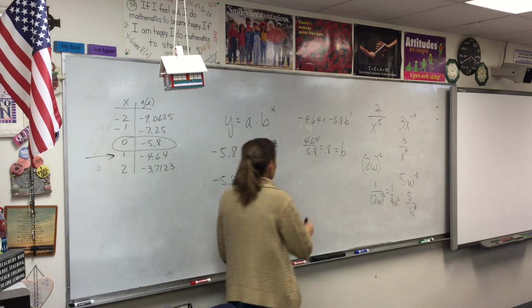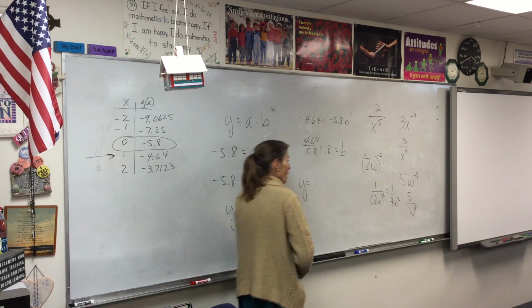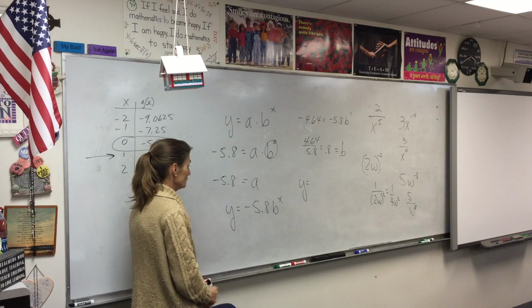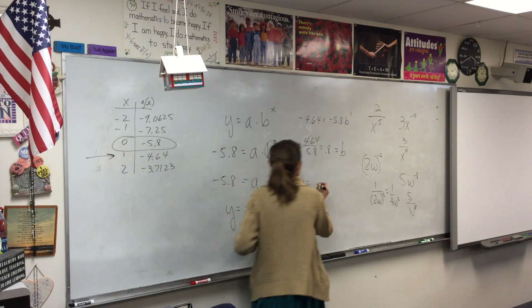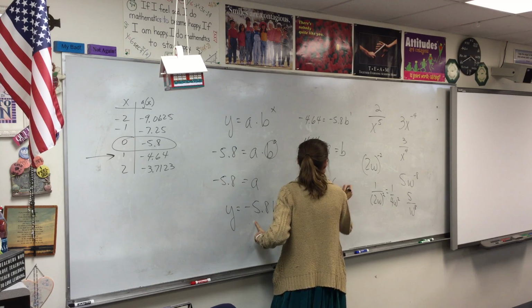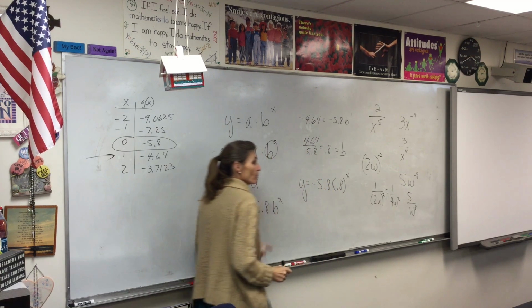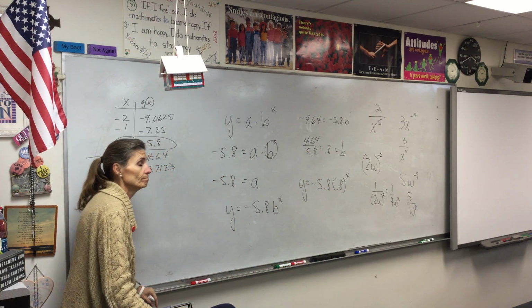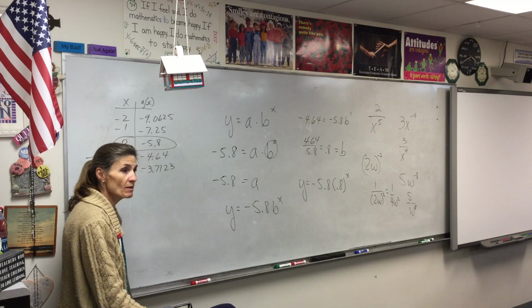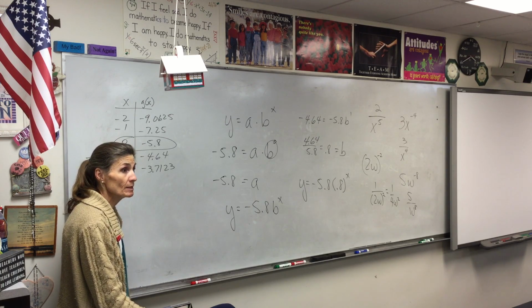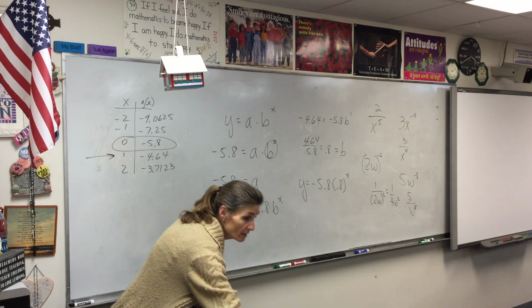So my equation is y equals what? Negative 5.8 times 0.8 to the x. Perfect. Everybody okay with that? Remember that from yesterday? Same thing, just written a little bit differently.